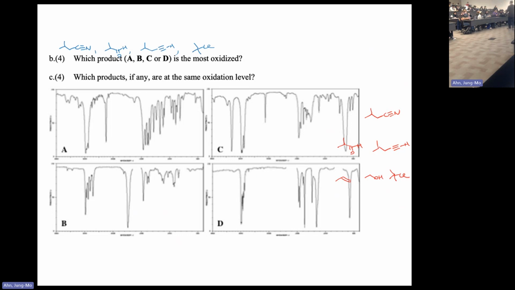So if you can figure that out, what will be the most oxidized out of the four? That would be this, right? That one. So that would be A. Then the ones with the same oxidation state are the triple bond and the aldehyde, those two. So that would be B and C. B and C are equally oxidized.